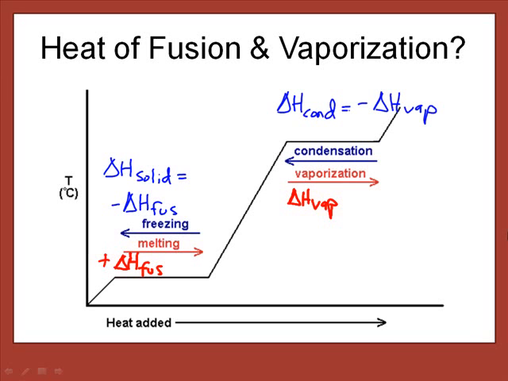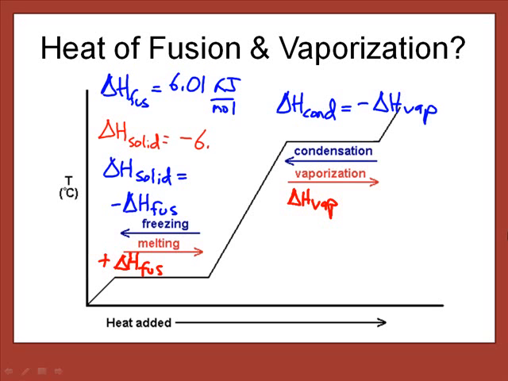And if all of that just sounded like a bunch of mumbo-jumbo to you, let me just give you a number here, right? The delta H of fusion for water is 6.01 kilojoules per mole. All I'm saying is that if we are going to freeze some water instead of melt it, we are going to instead use the delta H of solidification, and that is negative 6.01 kilojoules per mole.